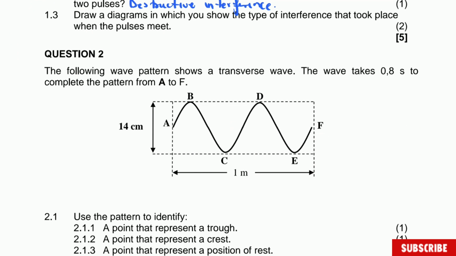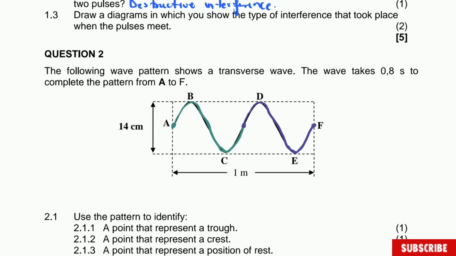The following wave pattern shows a transverse wave. The wave takes 0.8 seconds to complete the pattern from A to F. And let's quickly see how many waves are from A to F. If we start from A and mark only one wave, all this way up until this point will give you one wave. So that one is one wave, and from there on is another wave. So in this pattern, guys, there are two waves.